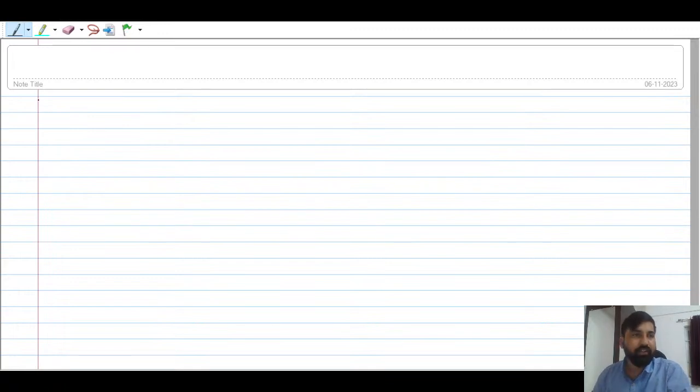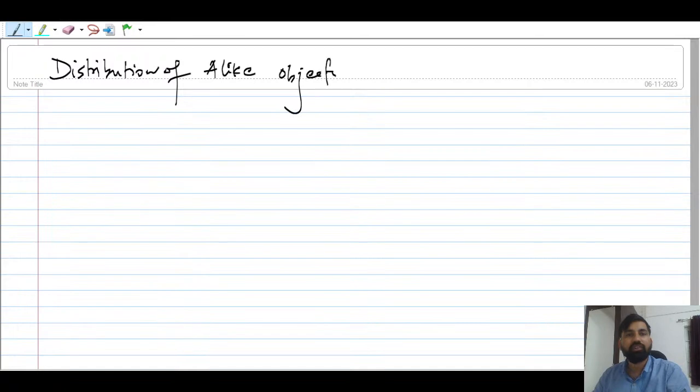So the very first concept I am going to talk about here is the distribution of alike objects. Distribution of alike objects. And the second concept I will talk about today is the dearrangement concept, right? Dearrangement.